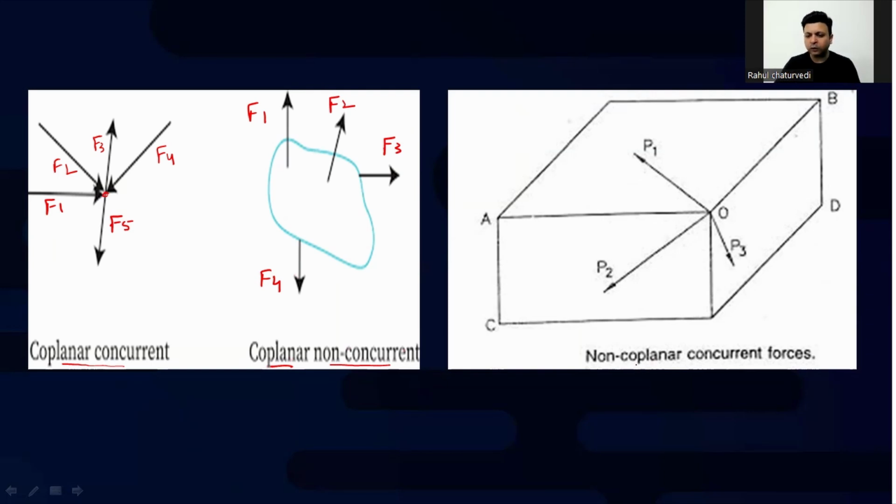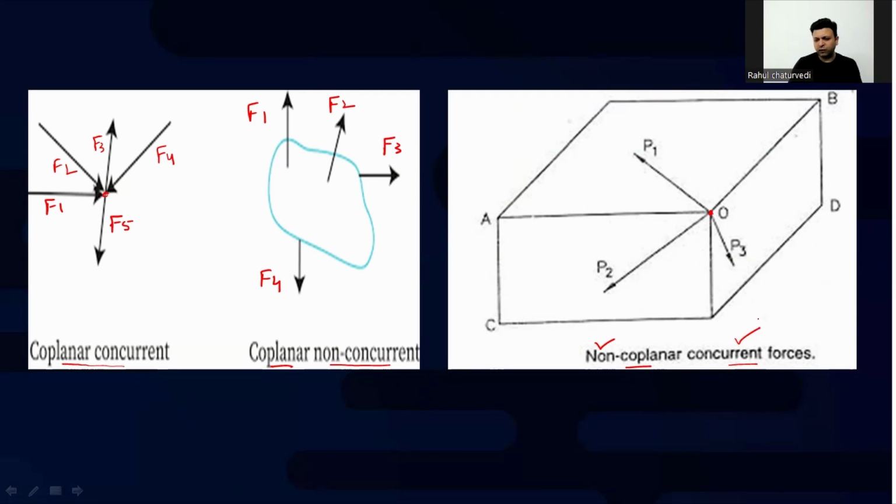Another case is non-coplanar and concurrent forces. Like in this block, one force P1 is acting along the upward plane. So this force is along this plane, P1. Another is P2 and P3. The planes on which these forces are acting are all different planes. Since they are in different planes, they will be non-coplanar. Also, their line of action passes through a single point, and that point is O. So they will be concurrent forces.